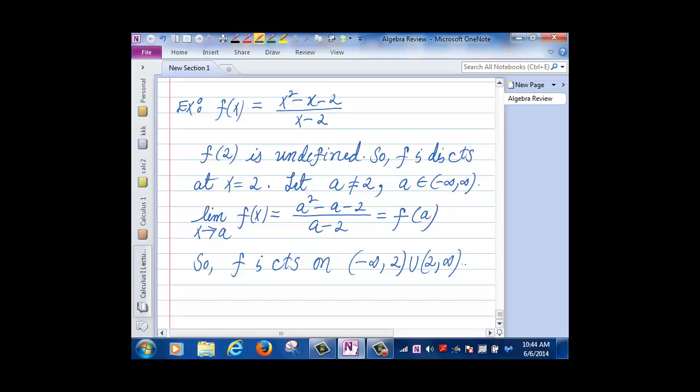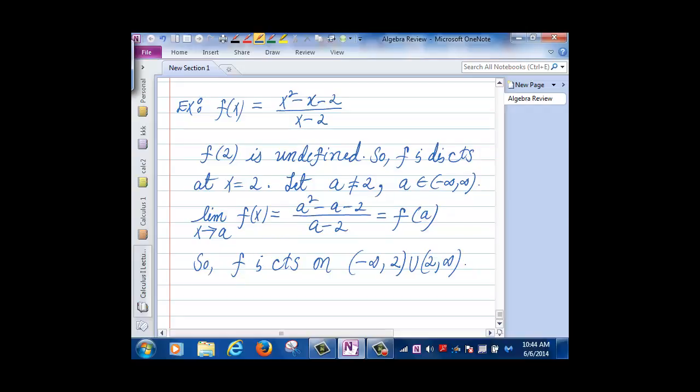Because we know that you can find the limit of a rational function by just plugging in, as long as the denominator doesn't vanish at that point. So is there any point where the limit does not equal f of a? For a rational function, I'm going to give you more examples in a few seconds, okay? All right, so that's what we get for this rational function.